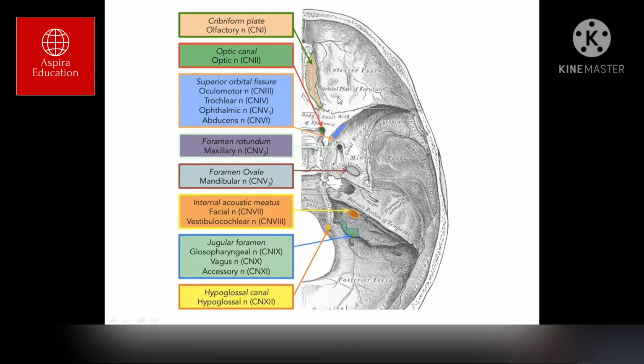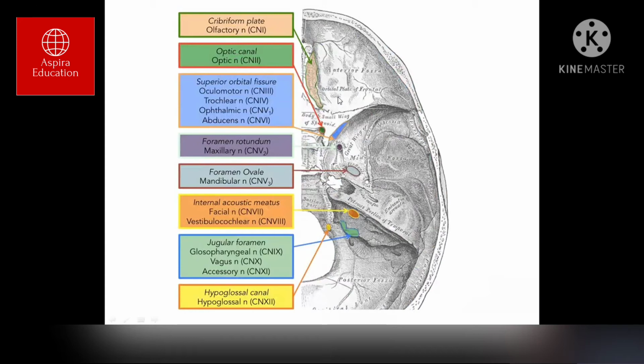Next, we will cover the blood supply to the head and neck. The blood supply to the head and neck is predominantly by two arteries. One is the common carotid artery, which arises from the arch of the aorta. Then we have the vertebral artery, which arises from the subclavian artery. The common carotid artery divides into the external carotid, which supplies the face, and the internal carotid.